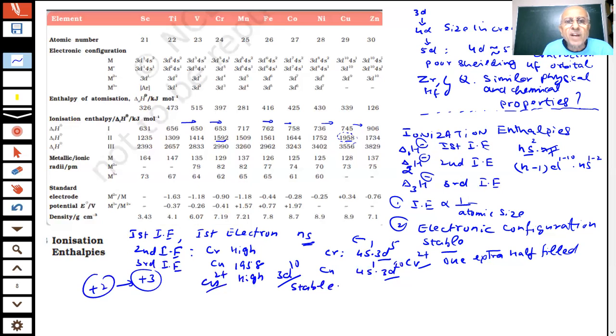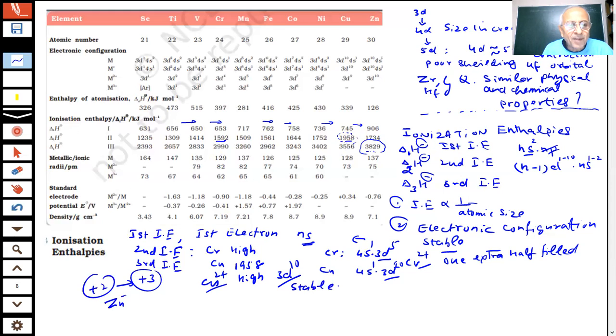You can see where the values are very, very high. What we find, student, again, what is this value? Oh, this value is very high. Which one is this? Zinc. This is zinc. Zinc plus 3 is very difficult, and it doesn't exist, you know that.